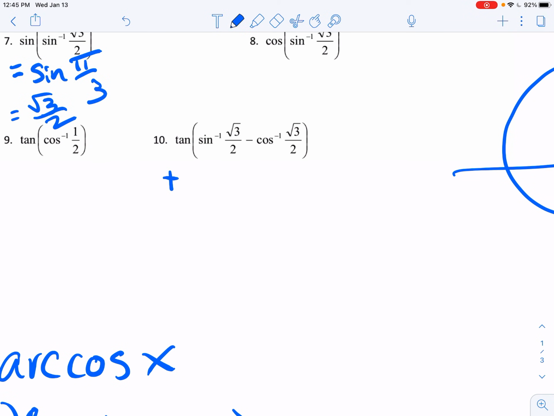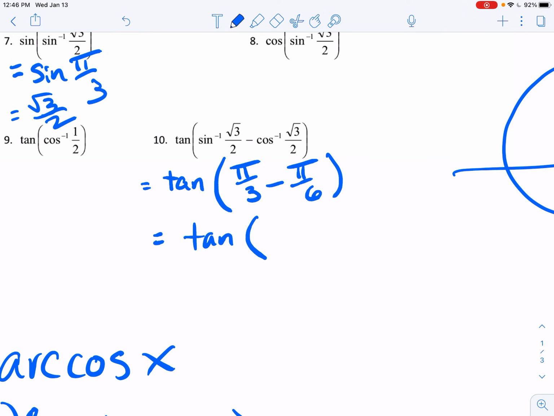So we're going to say this is equal to tangent of, well, let's clean up each one of these. Inverse sine of root 3 over 2, that's the y value. This is going to be pi over 3 minus inverse cosine of root 3 over 2 is going to be pi over 6. And so now they're saying, okay, subtract those. Well, pi over 3 minus pi over 6, that's like 2 pi over 6 minus pi over 6. Anyway, there we go. And so now what is tangent of pi over 6? That is equal to root 3 over 3.